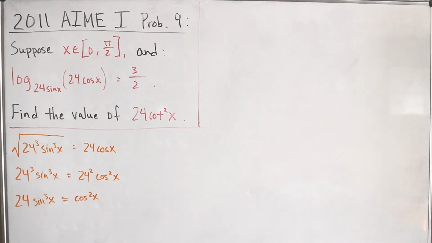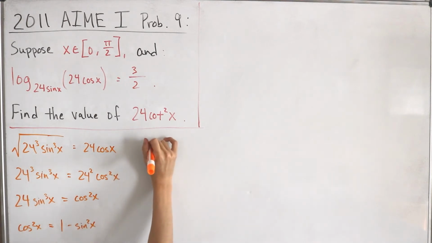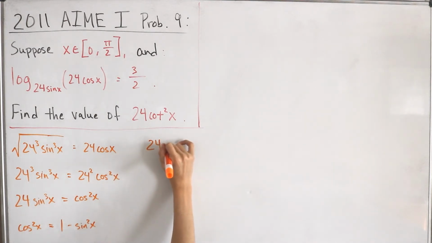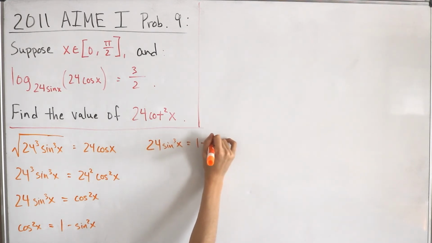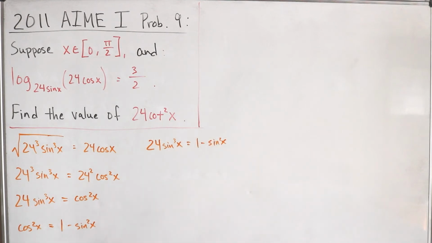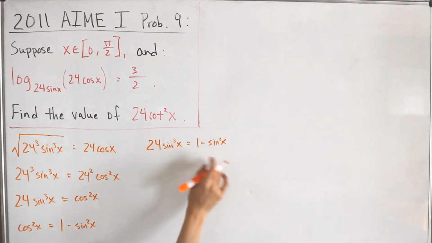Nicely done. Now let's do a little manipulation and rewrite cosine squared of x using the fundamental identity of trigonometry, which says that cosine squared of x plus sine squared of x is equal to 1. If we solve for cosine squared of x by itself, it equals 1 minus sine squared of x. Great. Let's plug this back into the equation. So far we have established that 24 times sine cubed of x is equal to 1 minus sine squared of x. Okay, and so let's get everything on one side.